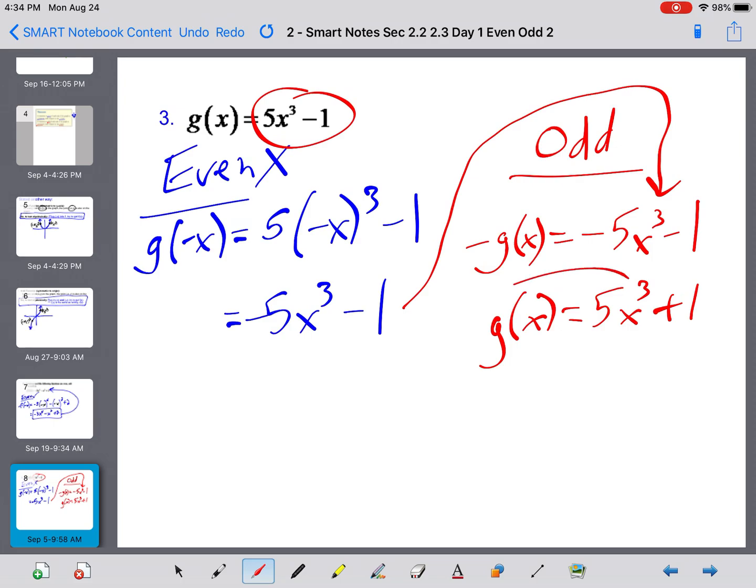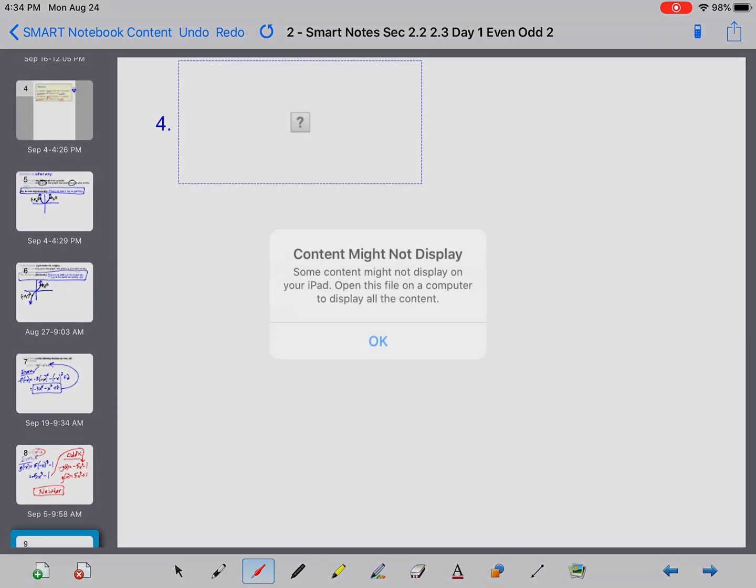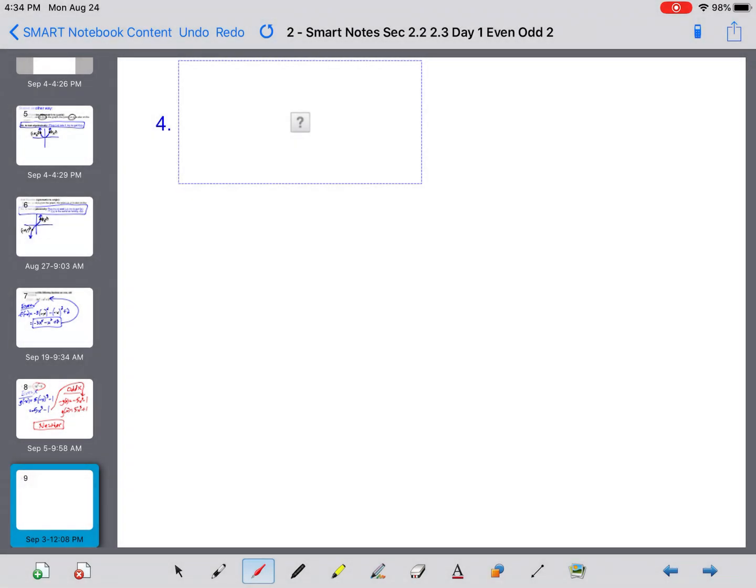And if you look back at the original, I'm still not there. So this thing is not even, it's not odd. We will say that it's neither. So you basically have three options here. You can say it's an even function, it's an odd function, or it's neither odd or even. Okay, let's get another one.